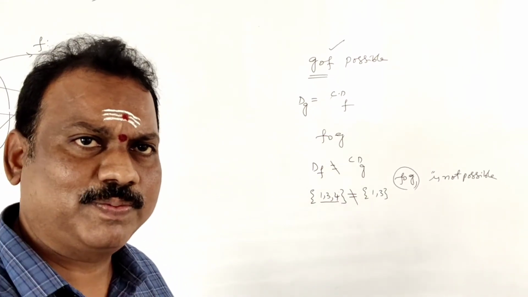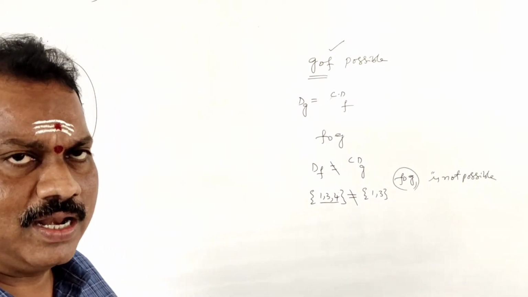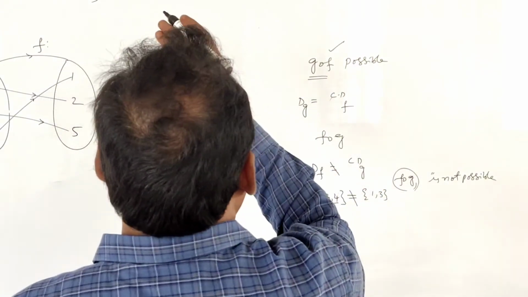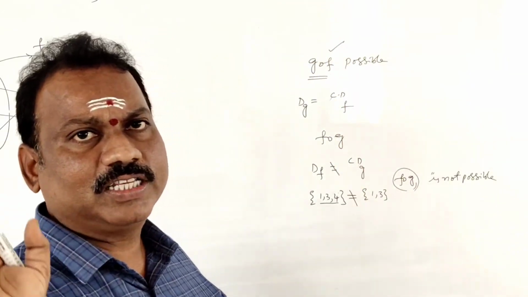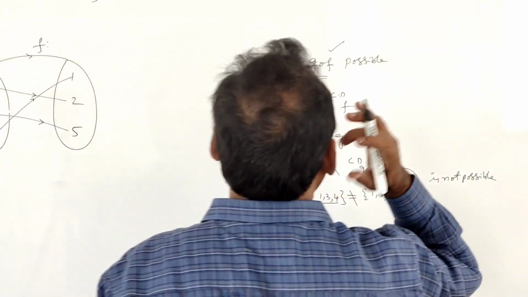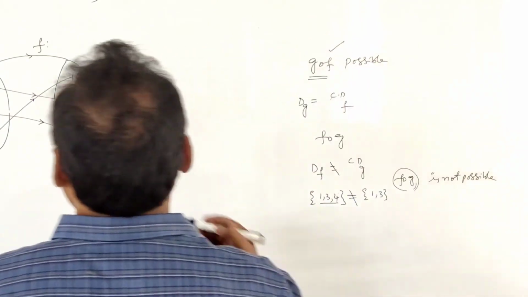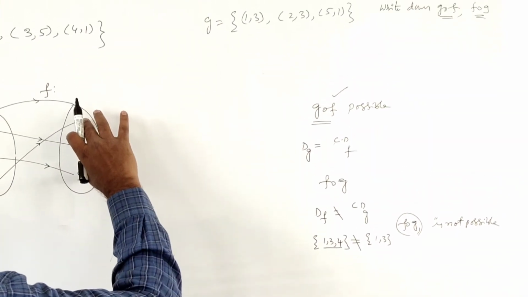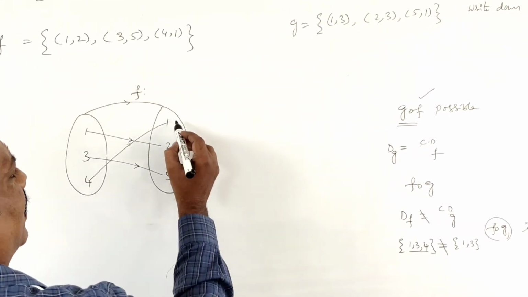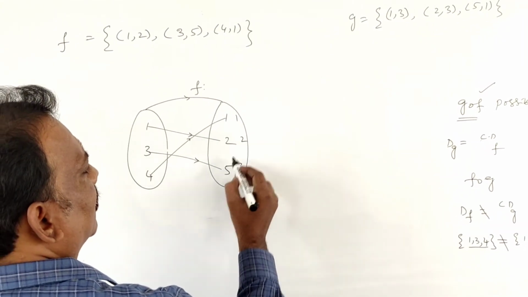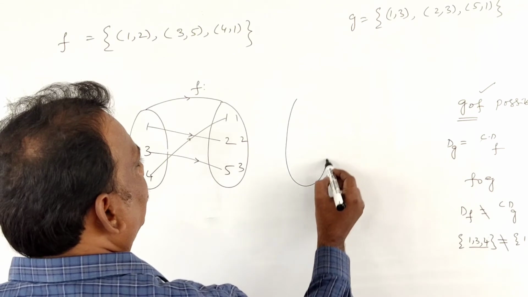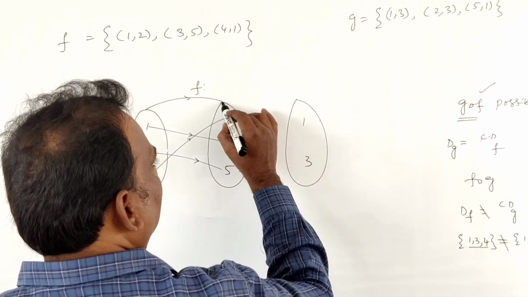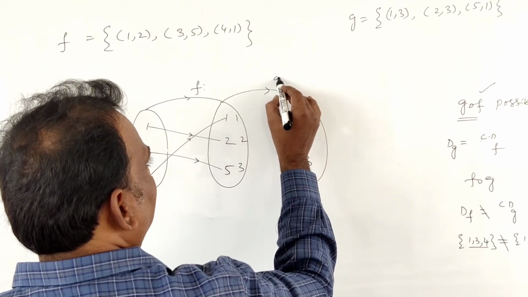G circle F is possible. When is it possible? When the domain of G is equal to the codomain of F. Yes, the set {1, 2, 5} and the set {1, 2, 5}. So only G circle F is possible here, students. Right, so the F function is over. When writing the G function, the codomain of F and the domain of G are the same, correct or not? The same set is taken. And the codomain of G is {1, 3}. Now the function G is mapping here.